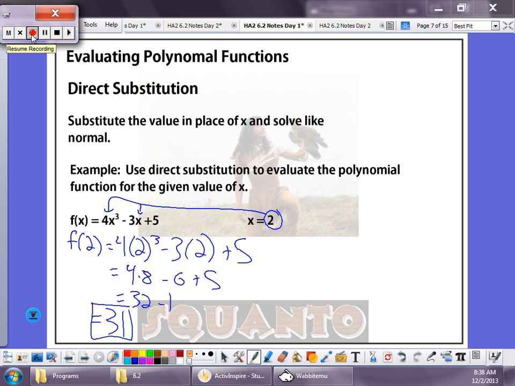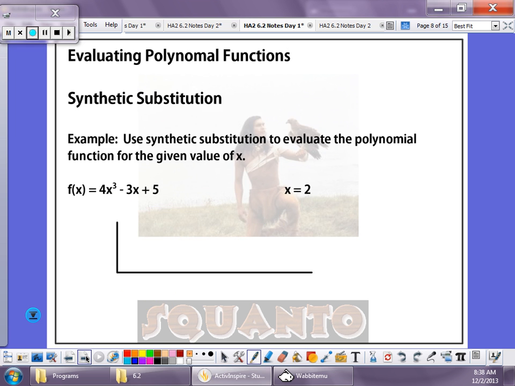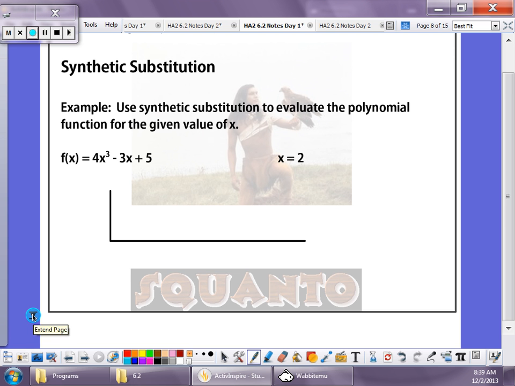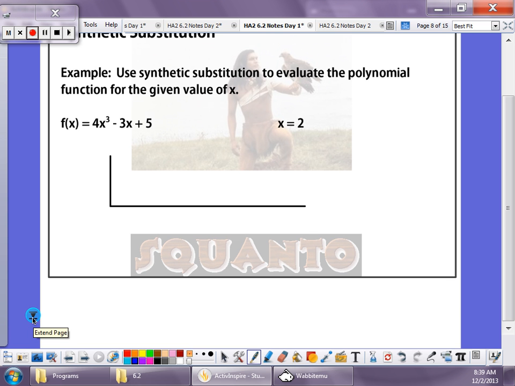Alright, so with the same equation, we're going to solve it using what's called synthetic substitution. So this is new for you guys, but it's really not all that bad. So the first thing that you want to do is write the function in standard form. So that means you need to have a cube, a squared, something to the first power, and a constant. So we would have f of x equals 4x cubed plus 0x squared minus 3x plus 5. If you don't write it in standard form and take into account the squared that's not there, you're going to end up with the incorrect answer.